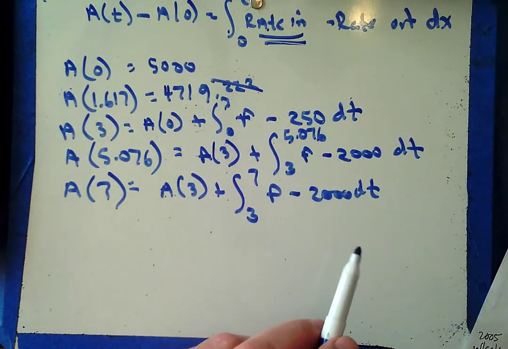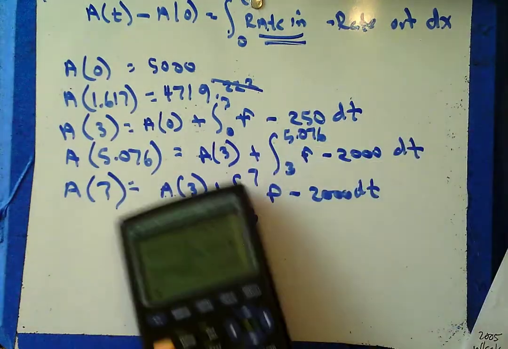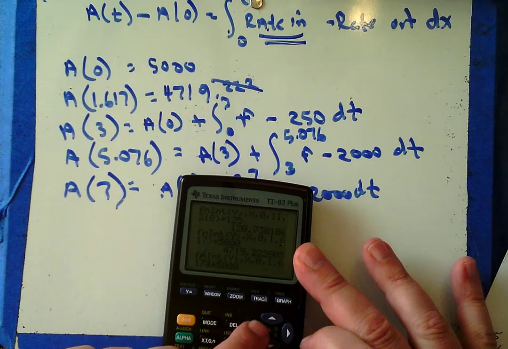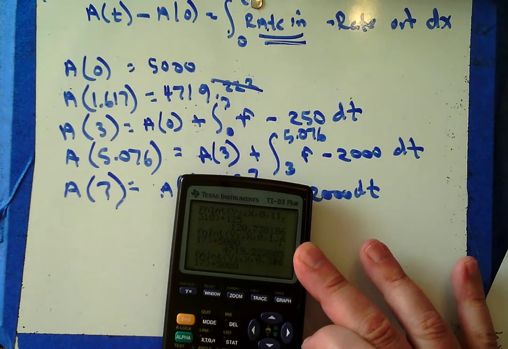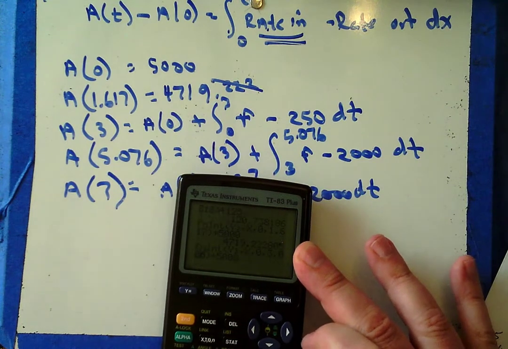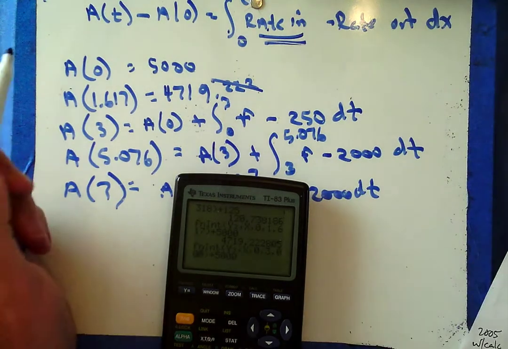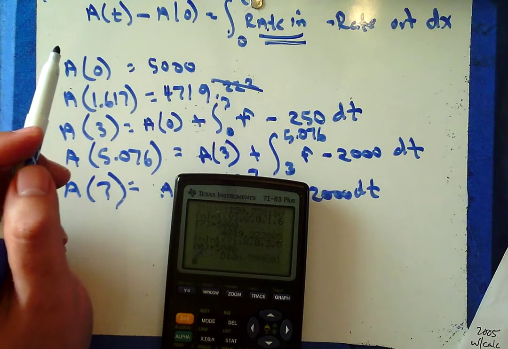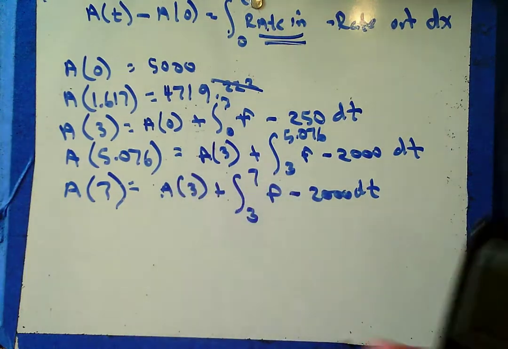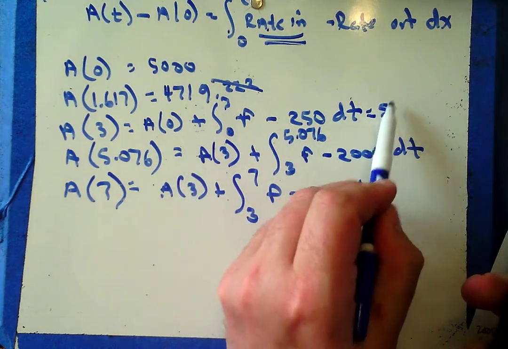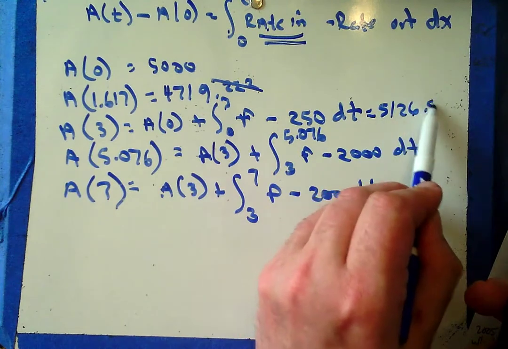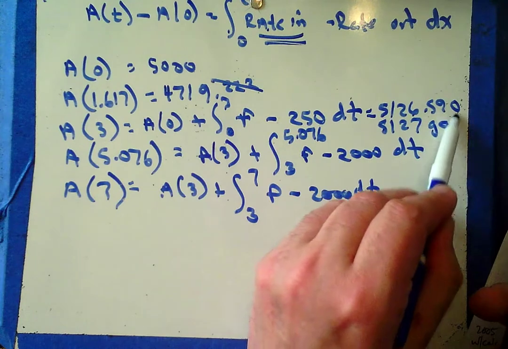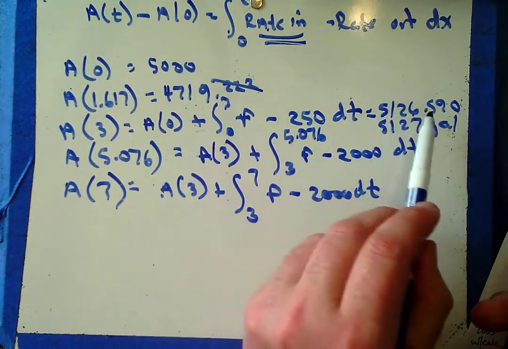I repeat the process for 3, so second entry. All I have to do is change this to be 3.000. And I get, impatient, waiting for the calculator to do all this amazing work that I would otherwise complain about, I get 5126.590, so 5127 gallons. Well, that's more than I started with.